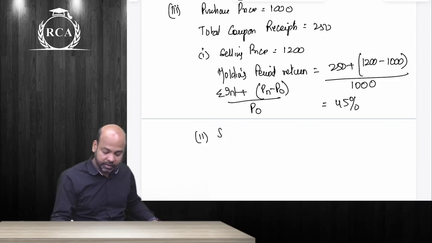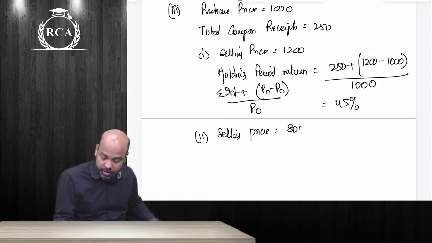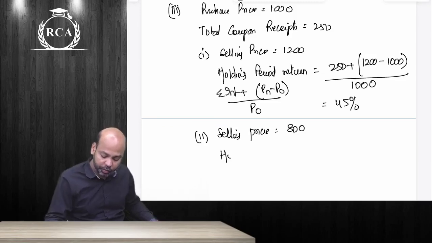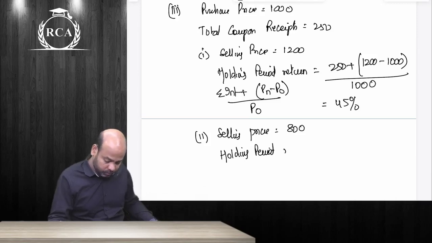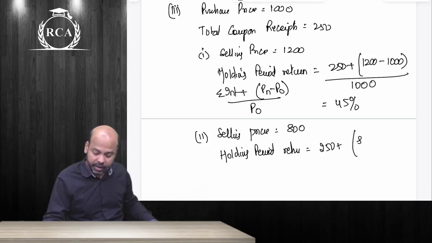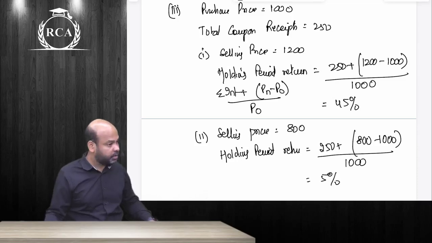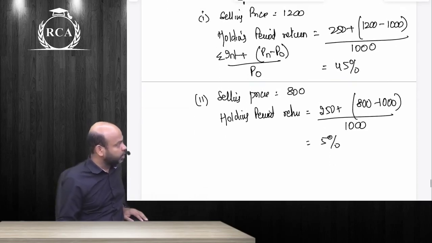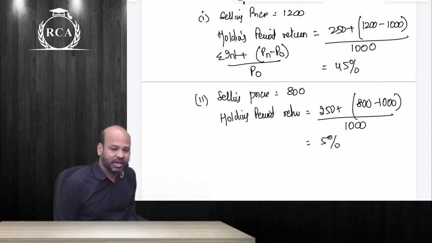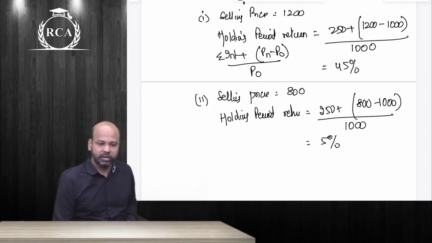Second case, the selling price is how much? 800. If the selling price is 800, you will be incurring a capital loss of 200. So 250 plus 800 minus 1000, whole divided by 1000. It will be 5%. Your holding period return in the first case is 45%. Second case it is 5%.